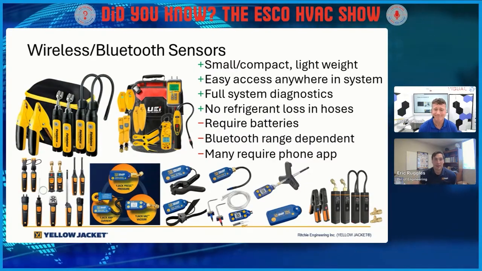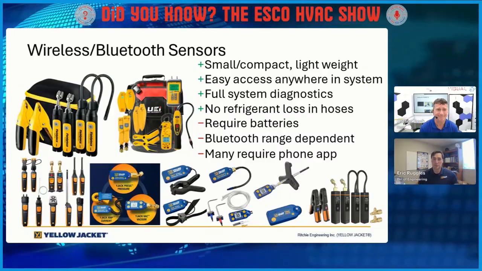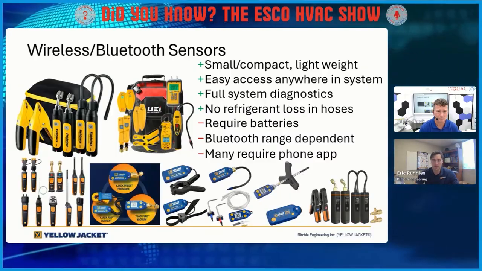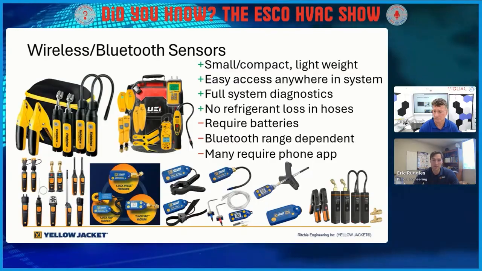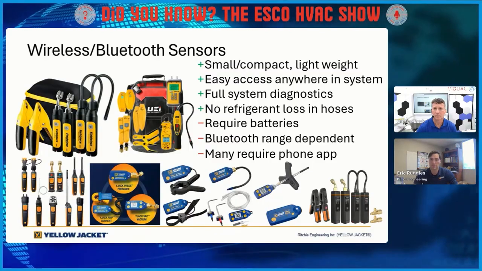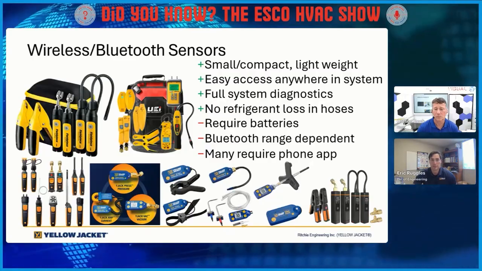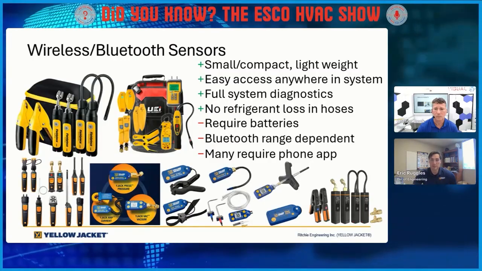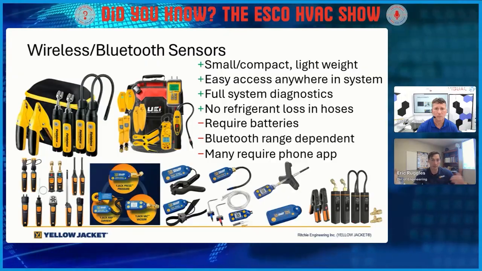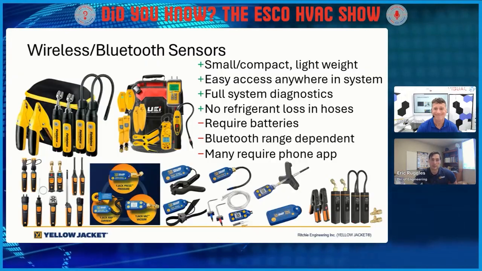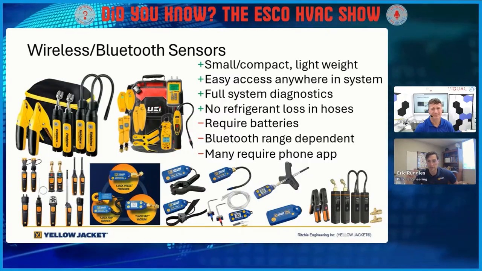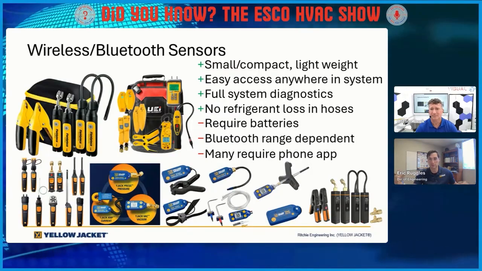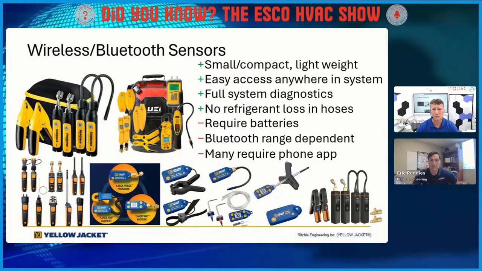Great. Yeah, I mean, advantages of wireless sensors, they're small, compact. You can carry a couple in a bag, in a pocket if you needed to. It's easy to access pretty much anywhere in the system. You don't have to stretch long hoses if you got a big system you got to attach to. Obviously, you can get full system diagnostics if you're using air side and refrigerant side, which helps. And then no refrigerant loss in hoses. You can connect a pressure sensor. It's huge. Just the sensor is taking the refrigerant, right? Not a full 3, 5, 7-foot hose attached.